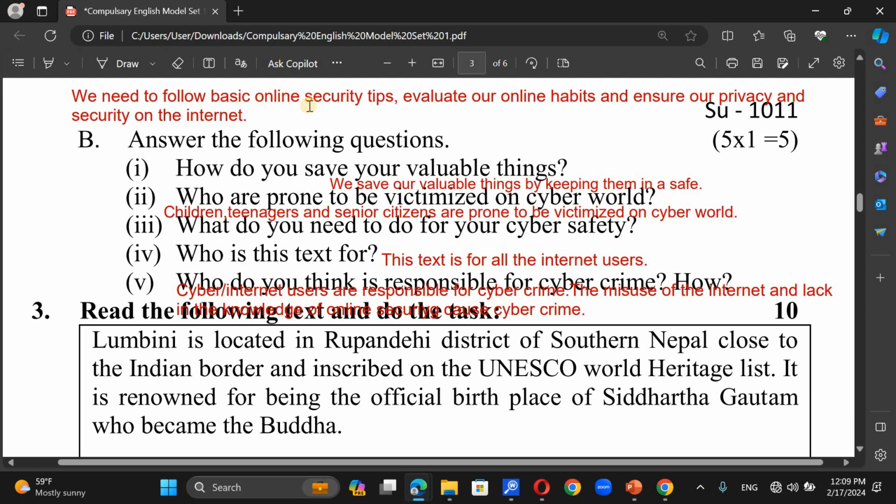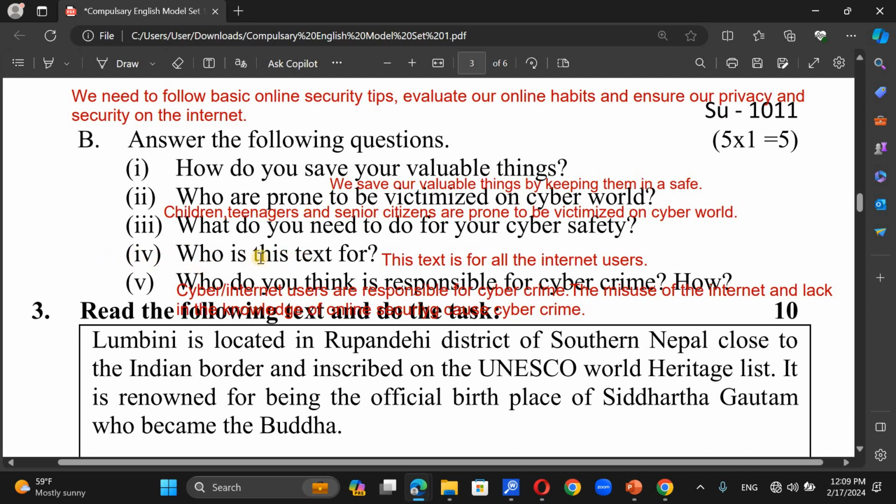We need to follow basic online security tips, evaluate our online habits, and ensure our privacy and security on the internet. So this is the answer for question number 4. What do you need to do for our cyber security? Means we need to do such things. Question number 4.